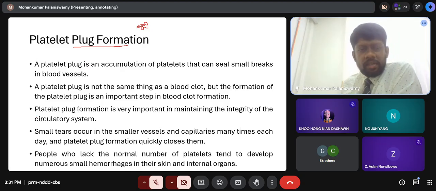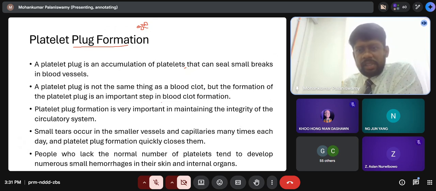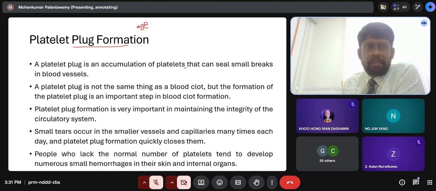So the platelet plug is an accumulation of platelets that can seal small breaks in the blood vessels. The platelet plug is not the same as a blood clot, but the formation of the platelet plug is an important step in the blood clot formation. So the plug formation is not exactly equal to the blood clot. It is somewhat different.